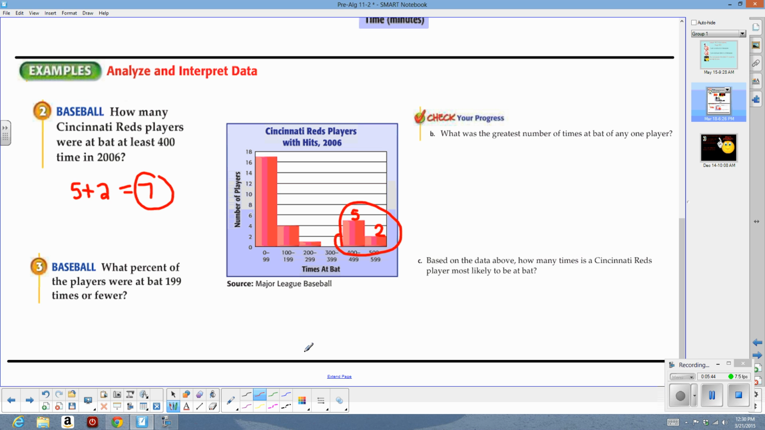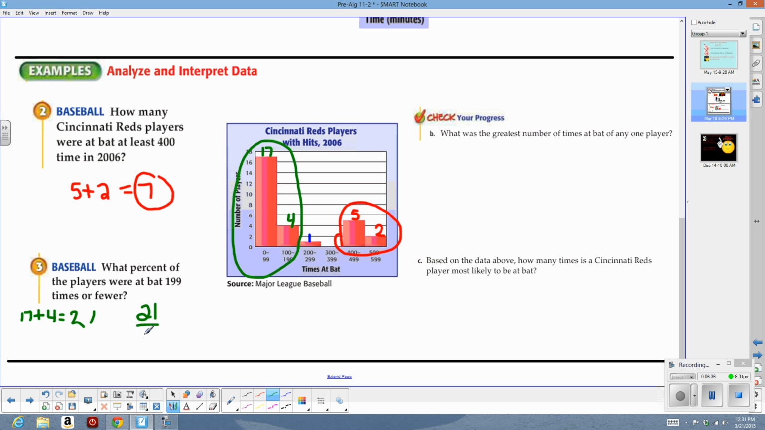Now, what percent of the players were at bat 199 times or fewer? Well, 199 or fewer would include these 2 bars right here. This one goes up to 17 players, and this one is 4 players. So 17 plus 4 is 21. There were 21 players. But now we have to figure out what percent that is. So we need to look at how many total there were altogether. So we have 17, 18, 19, 20, 21, 22, 23, 24, plus 5 more. That's 29 total players. So there were 21 of them out of 29.